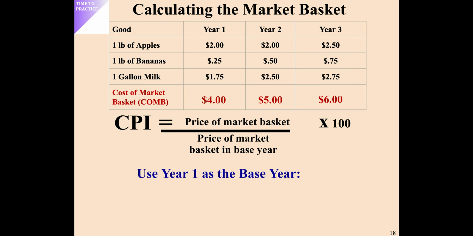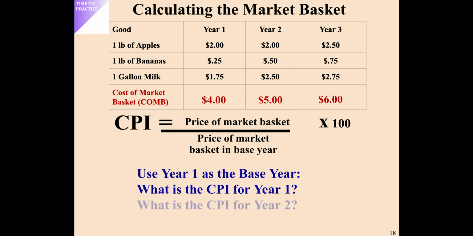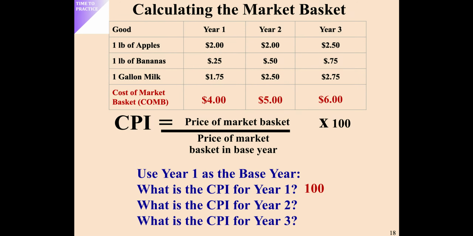So if we use year 1 as the base year for this problem, what is the CPI for year 1, and what is the CPI for year 2 and year 3? Well, in year 1, it's 100. That's our base. In year 2, it's 125 using the equation. And in year 3, it's 150. Or if you look at the $4 and the $6 amounts, it's time and a half.